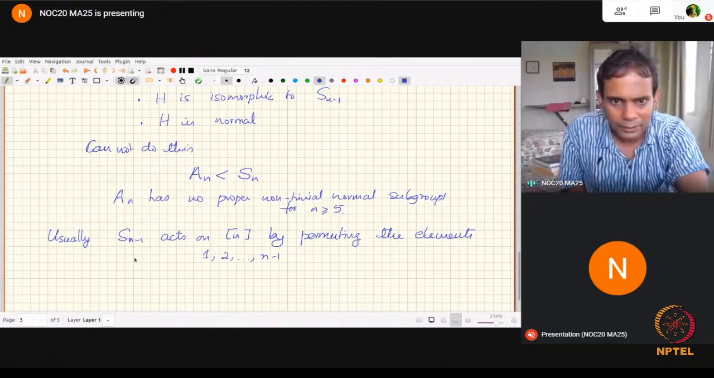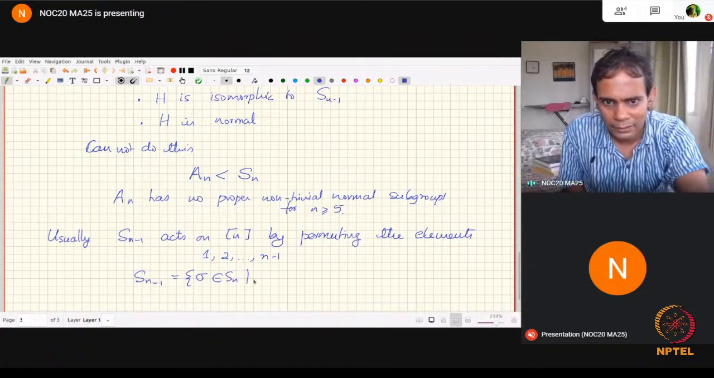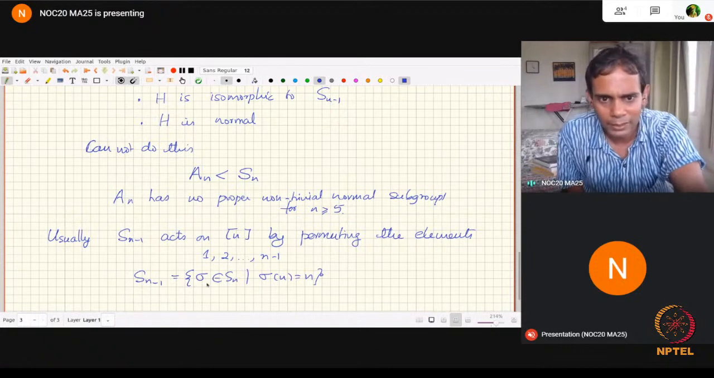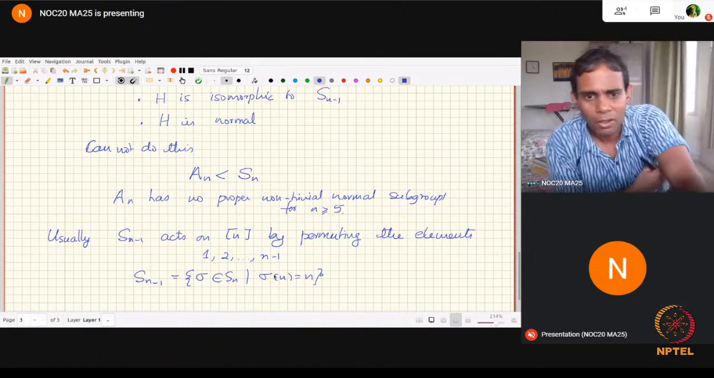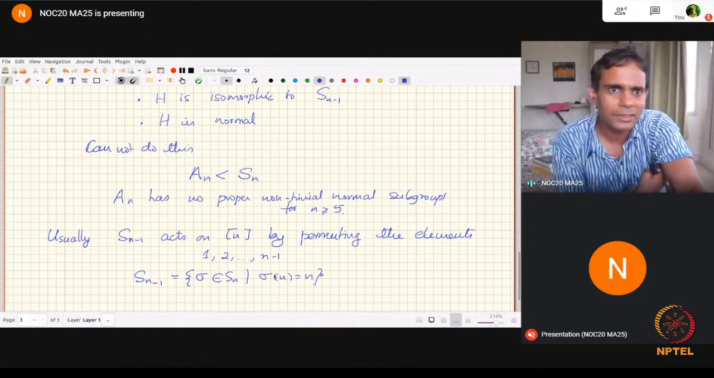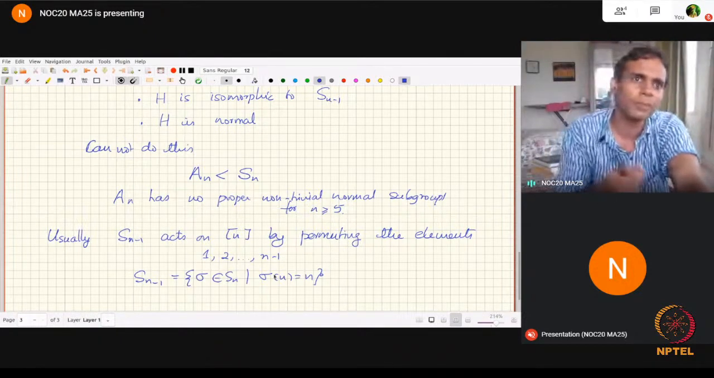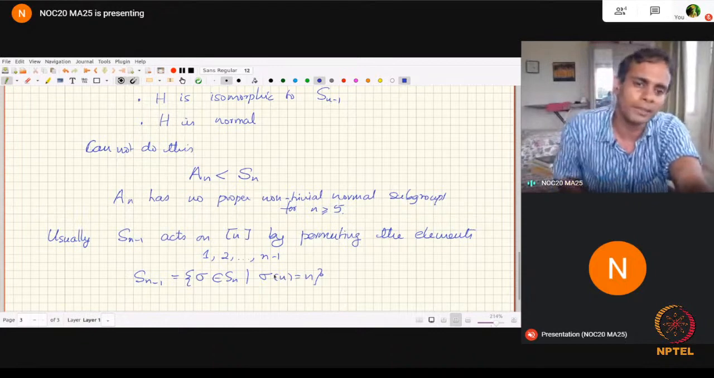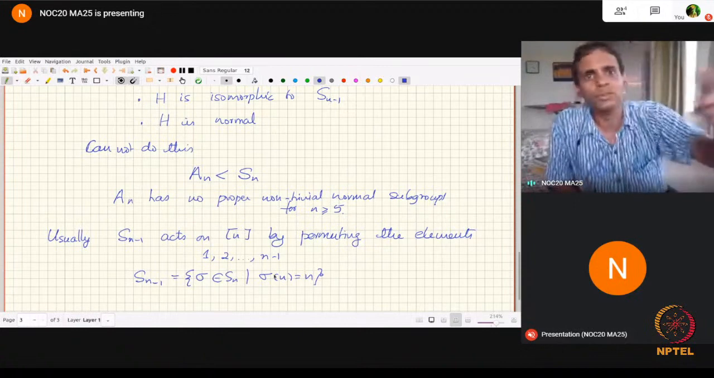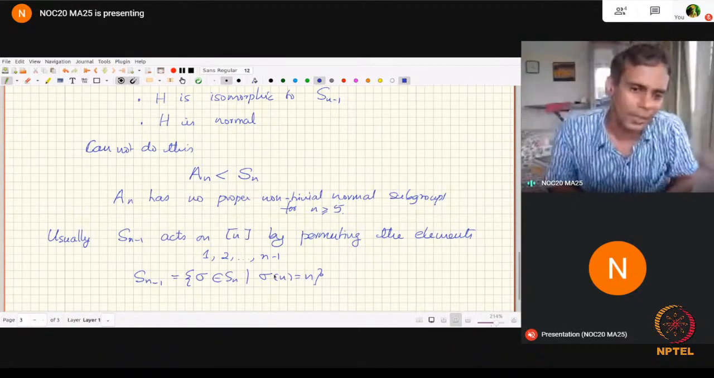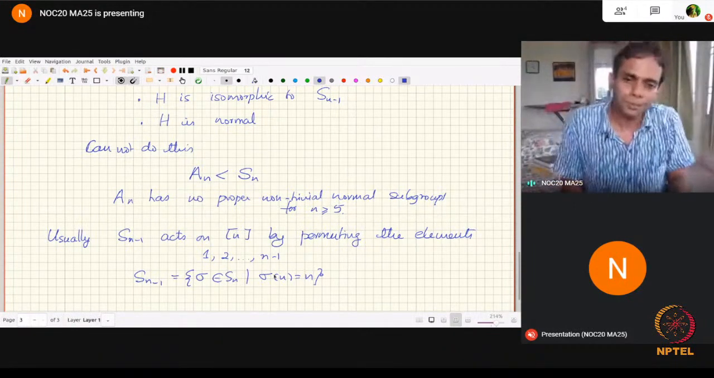And this makes S_{n-1}. So you can think of this S_{n-1} as the set of sigma belonging to S_n such that sigma(n) is equal to n. So that would be permuting the first n minus 1 elements. So here you have an action of S_n on n elements, and this action is transitive in the sense that the orbit of any element contains all the other elements. Because, for example, using an n-cycle, you can take 1 to 2, 2 to 3, or to anything you like.